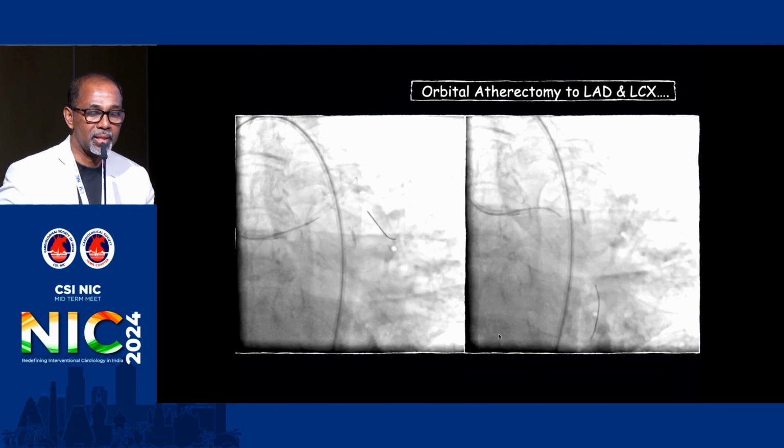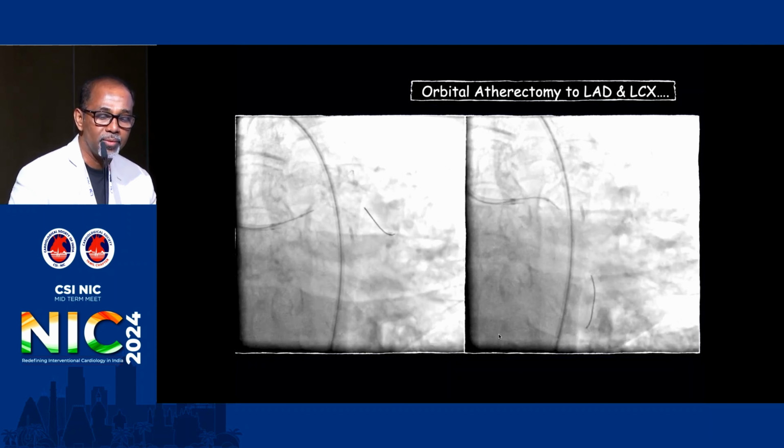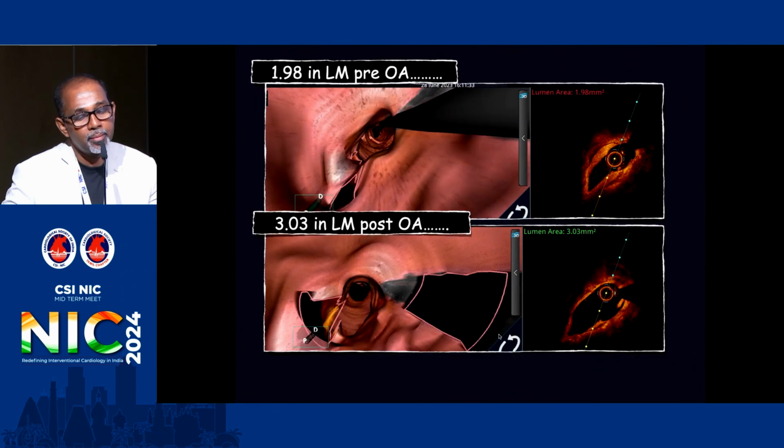So we went ahead with orbital atherectomy of the LAD as well as the circumflex artery. In the LAD we went up to 120,000 RPM, and in the circumflex it was just 80,000 RPM, primarily because it was a small vessel and there was angulation there. So that was the reason why we decided on low RPM atherectomy with orbital in the circumflex ostium.